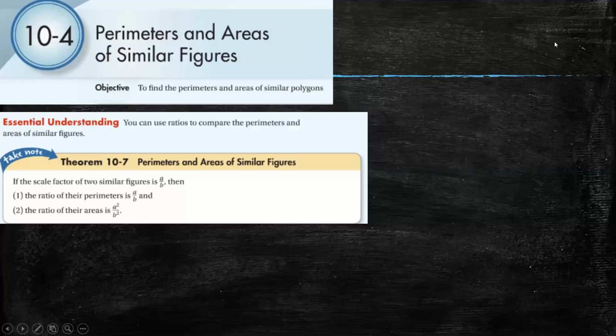of similar figures. We said the objective from this lesson is to find the perimeter and the areas of similar polygons. We said that we can use the perimeter or the area of a second shape by using the scale factor from the first to the second shape. This scale factor, we name it A over B. So if the scale factor from a length to a length of the second shape is A over B, the ratio of their perimeters will be A over B, and the ratio of the areas is A squared over B squared.